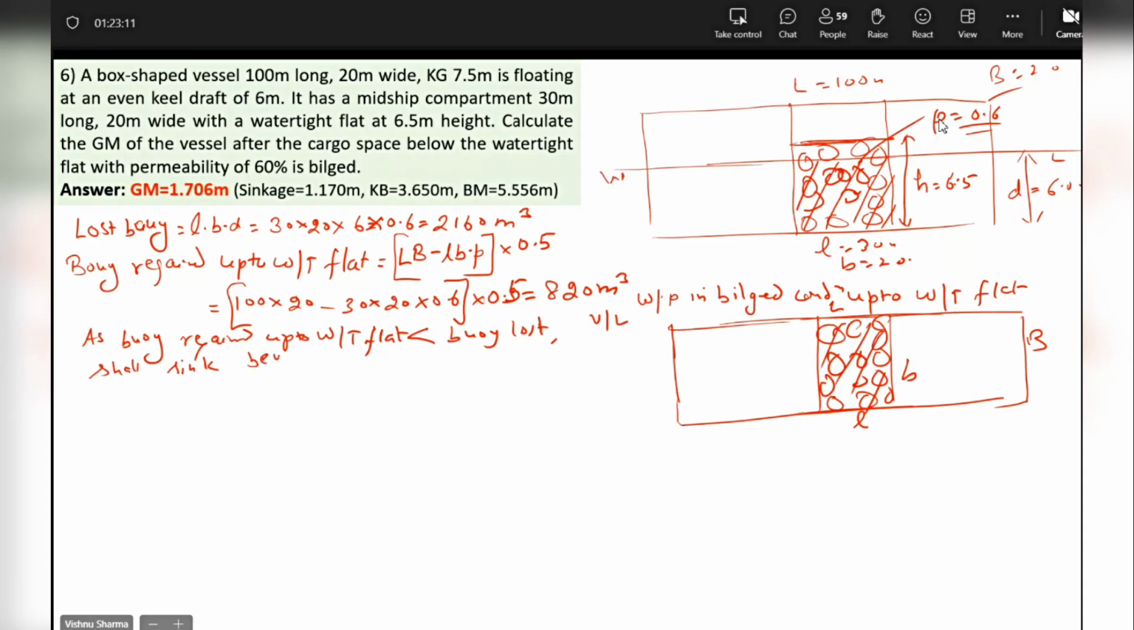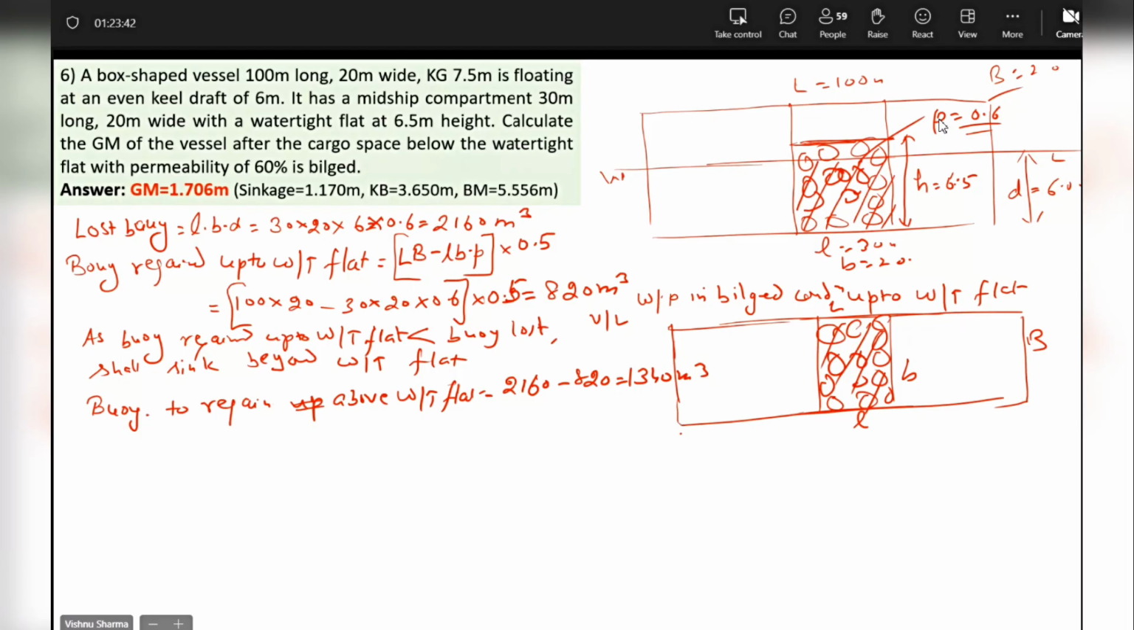beyond watertight flat. Okay. You can write suitably worded here. If you want to just say that I have compared. Okay. Now, buoyancy to regain above watertight flat will be equal to 2160 minus 820 is 1340 cubic meters.